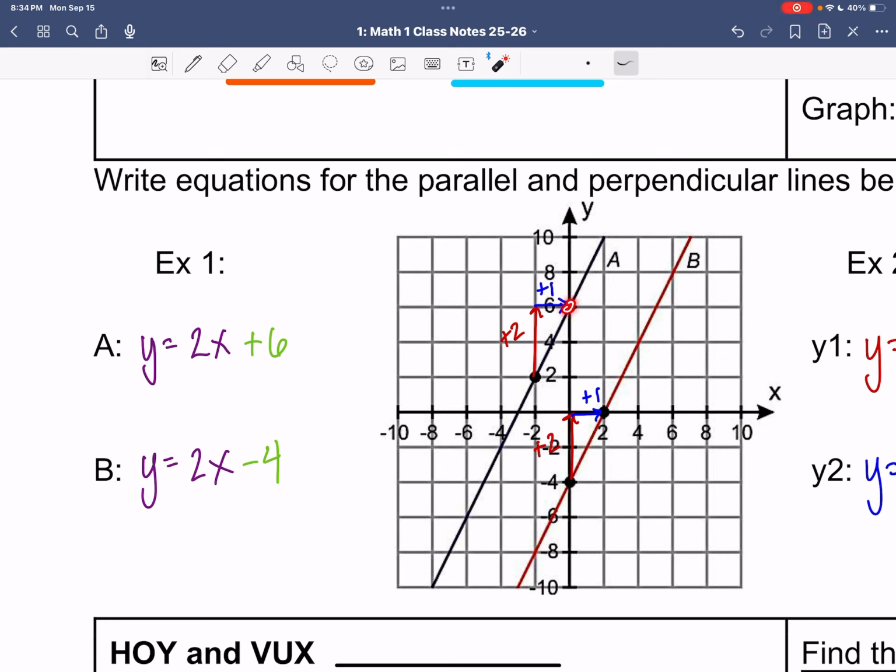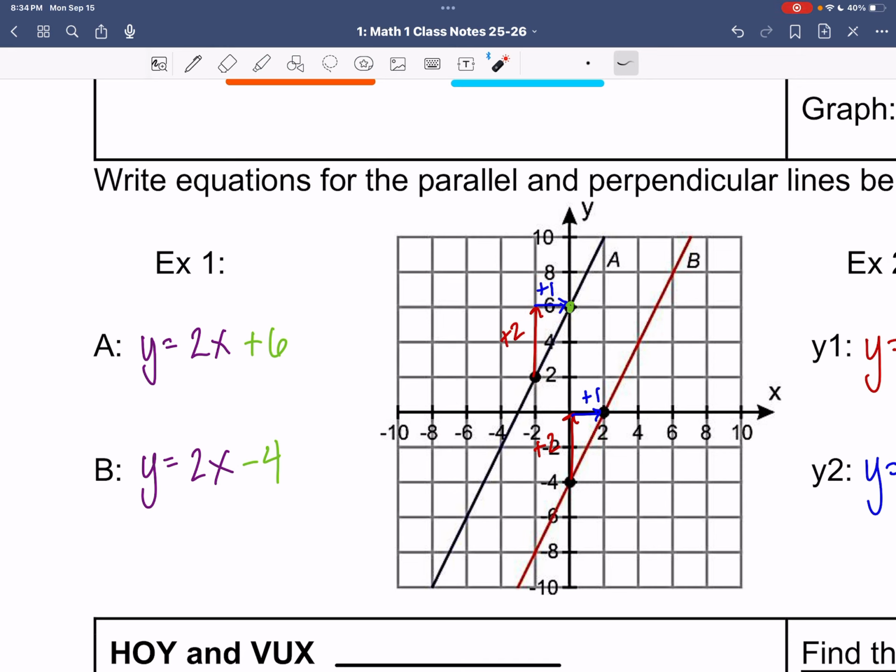So I know for my equation, it starts at +6. And then from here, I can go down 2 and to the left 1. Or if I start here and I go up 2 and to the right 1. But either way, my slope's going to be 2/1, which is 2.